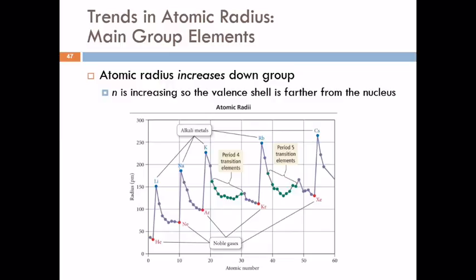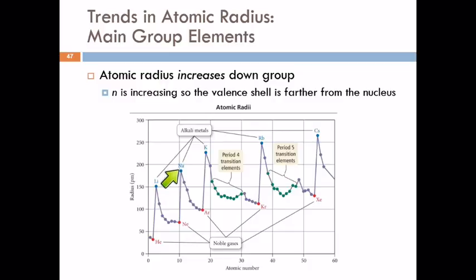Looking at these, we're looking at the trend as we go down a group, and what's happening? They're getting larger, right? As you go down a group, the atoms get larger in size. And you might say, well, duh. You've got more protons, more electrons. Of course they're going to get larger. That makes sense.